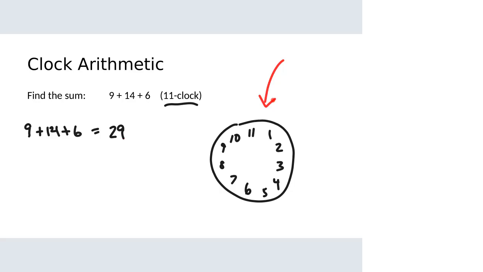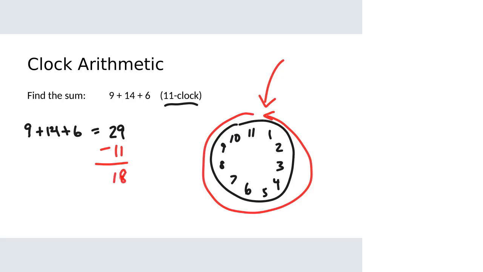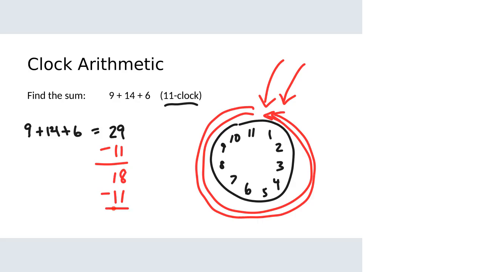So I'm going to do one revolution around this clock backwards, and the way I do that is subtract 11, which puts me at 18. That could be an answer, but when I look at this 11 clock, 18 is not on there, so that can't be the answer. I need to do another revolution backwards, so I subtract 11 from there and end up at 7. 7 is on my 11 clock, so that's a possible answer. And sure enough, if I add 9 plus 14 plus 6 on an 11 clock, I end up at 7.